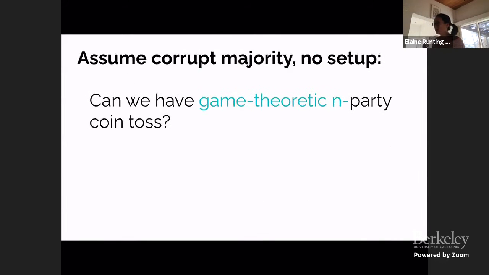So with this in mind, let me refine the problem statement. I'm asking, assume corrupt majority and no trusted setup. In the plain model, can we have game theoretic fair coin toss in the multi-party setting? When we first started working on this, we discovered that this question surprisingly hasn't been considered in the literature at all. Even though the MPC line of work started with Blum's coin toss, which achieves game theoretic security, subsequently all the work on MPC considered the strong notion of fairness.